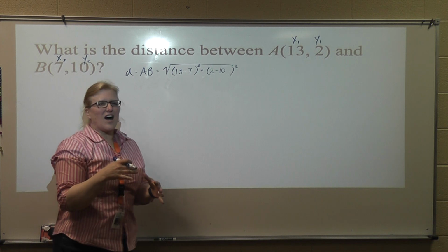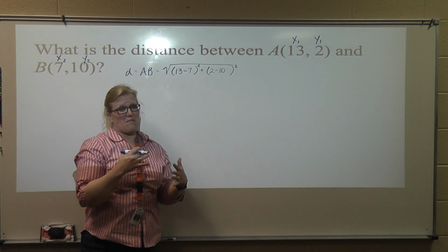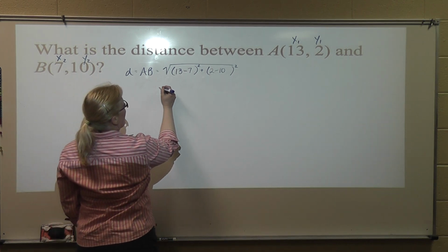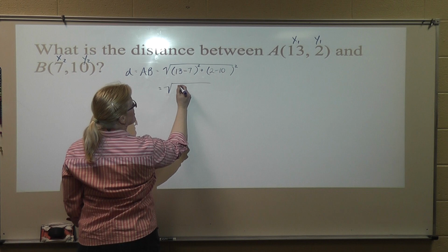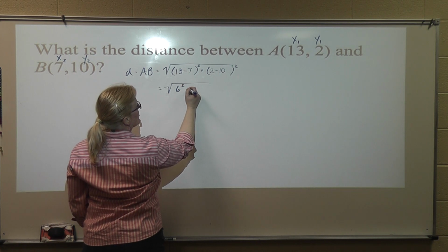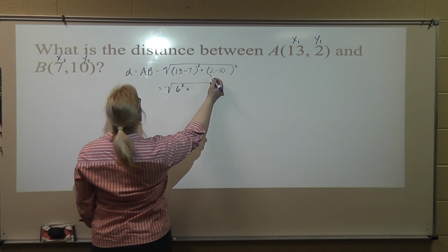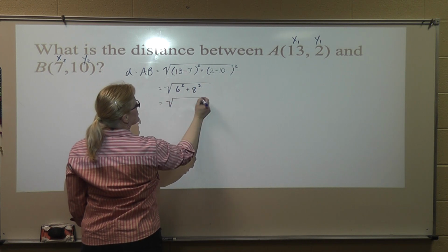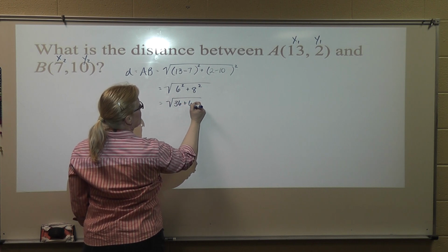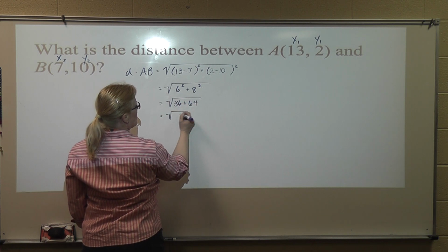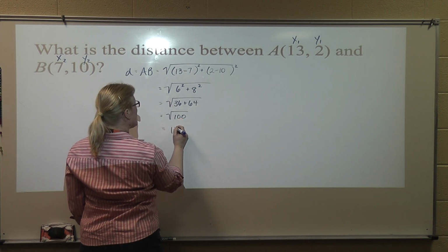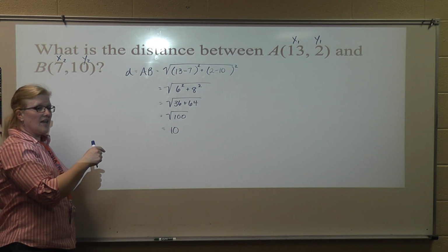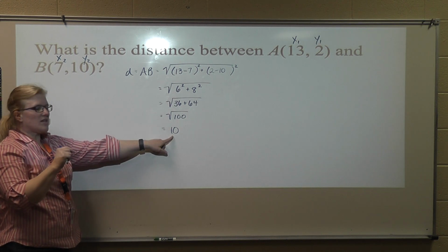And unlike the slope, in this one it doesn't matter, because you're going to square them and they're going to be positive anyway. So I have then 13 minus 7 is 6. I'm going to square that. Plus 2 minus 10 is negative 8, and that's squared. So that's the square root of 36 plus 64, which is the square root of 100, which is 10. So if I were to look at this on a coordinate plane, and I were to measure it, I would get 10.